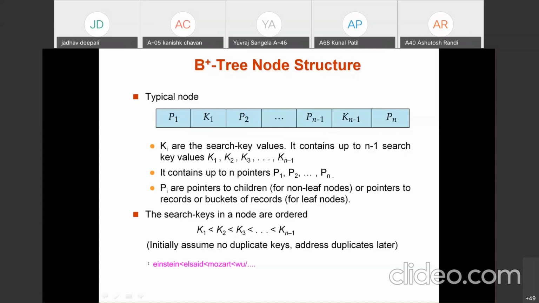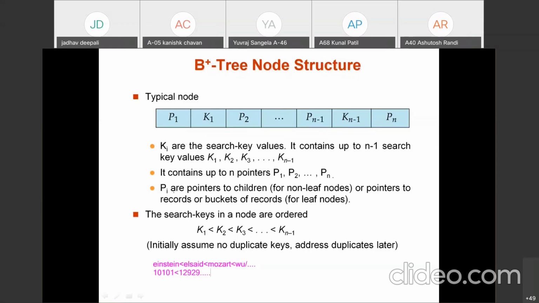So, have you understood? All the search keys are in sequential order or in some increasing order. If it is alphabetic, then alphabetical order. If it is a number, then numerical order in a particular node. So that is about the node structure of the B plus tree. It is common for leaf node and non-leaf node.